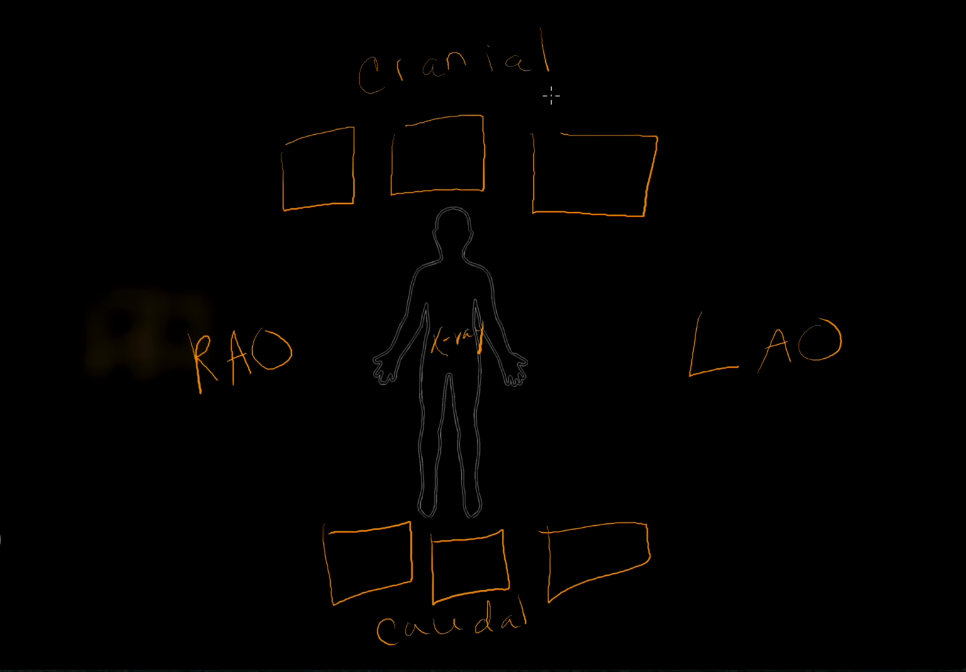Therefore, if we just fill in the boxes, we get LAO, cranial, AP, cranial, and RAO, cranial. AP stands for anteroposterior. It means that there's no difference in left versus right angulation. And at the bottom, we have RAO, caudal, AP, caudal, and finally LAO, caudal.